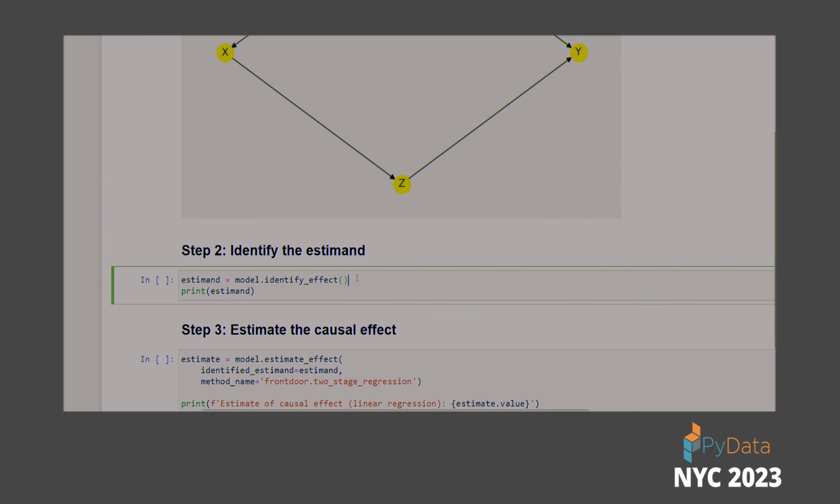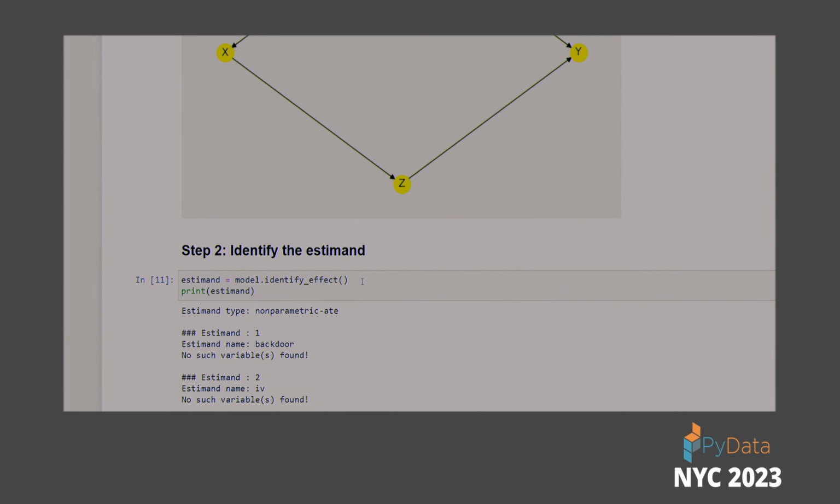And so now there's a set. We mentioned briefly do calculus in the beginning, which is a set of rules for how to translate causal queries into statistical ones. And doy can find for us automatically the way to do this translation. Not in every case, but in some cases. We use this identify effect function on the model object.